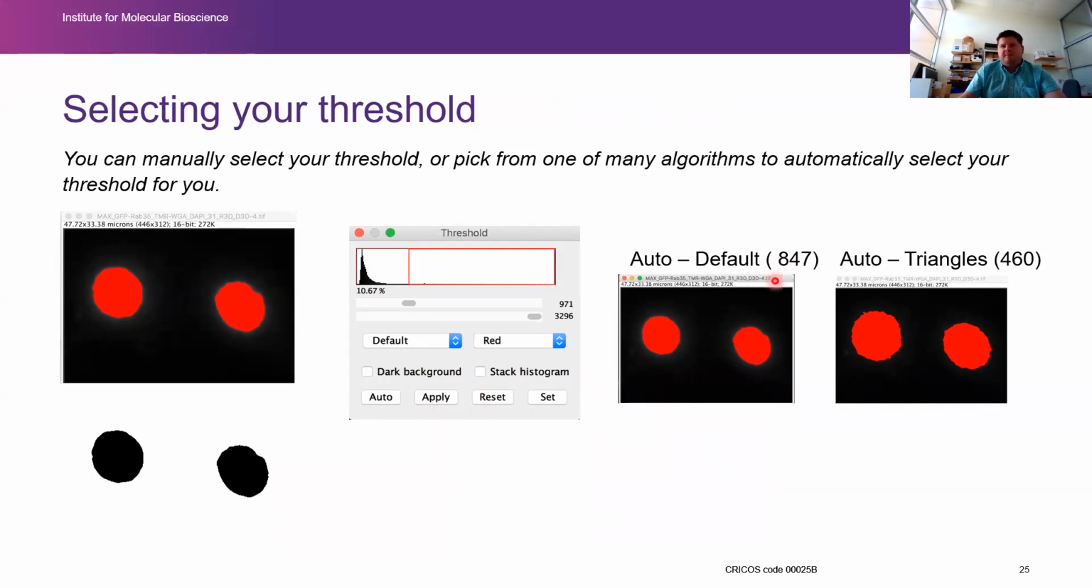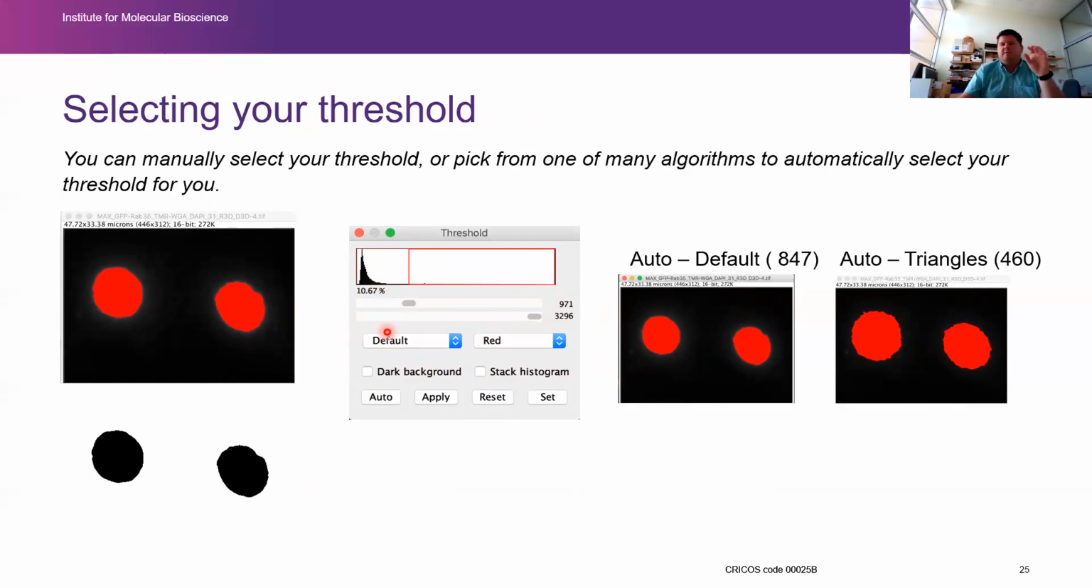Using the default, it picks 847. But if we use the triangles algorithm, it takes a point of 460. So it just picks a different value along here. And this drop down here has a whole heap, and you can read the different papers that describe these algorithms, but they're some derivative of finding peaks or finding maximum points and then picking something between them.